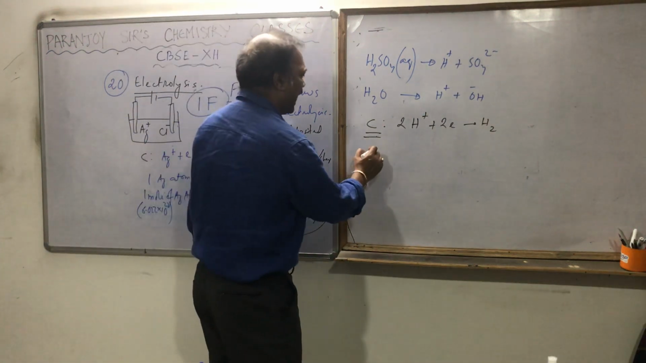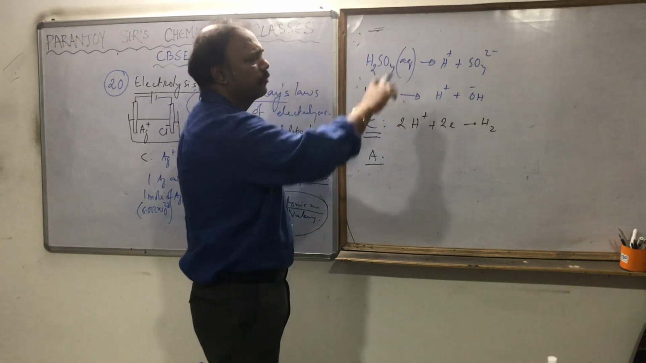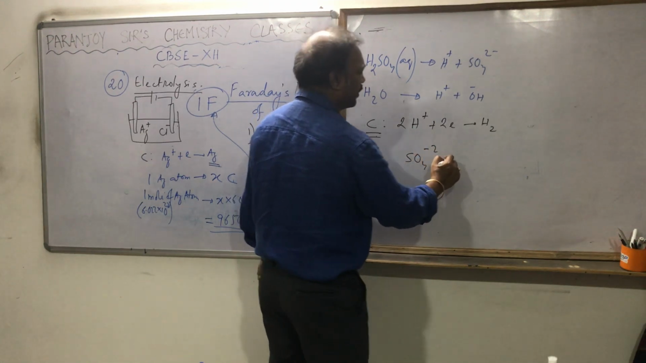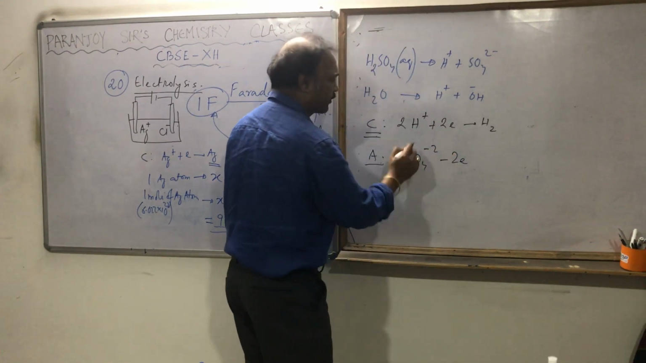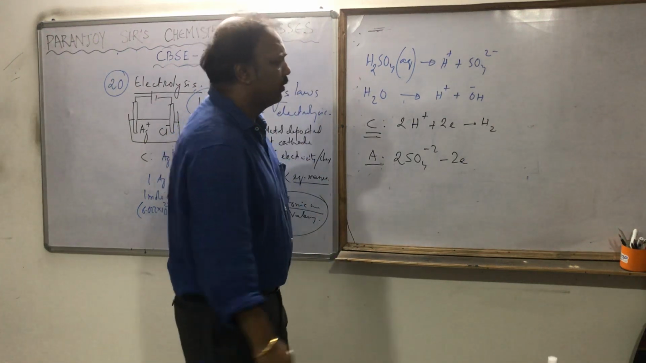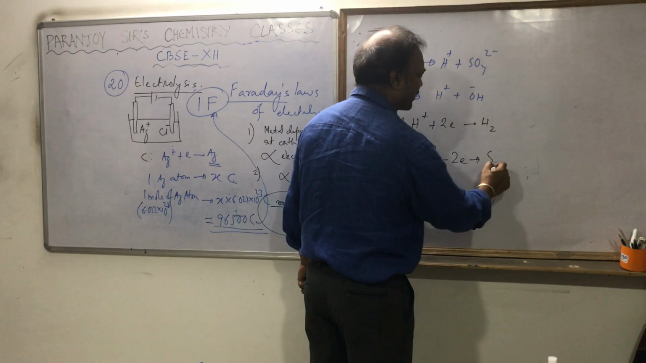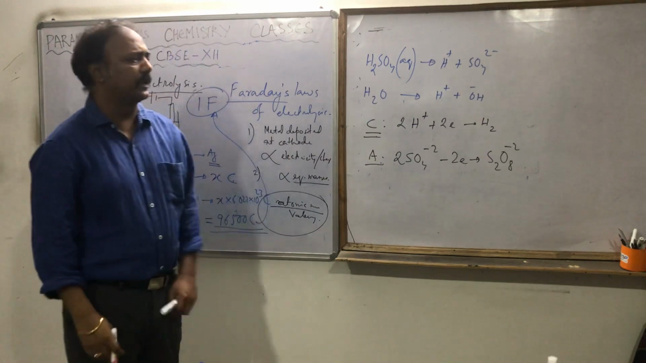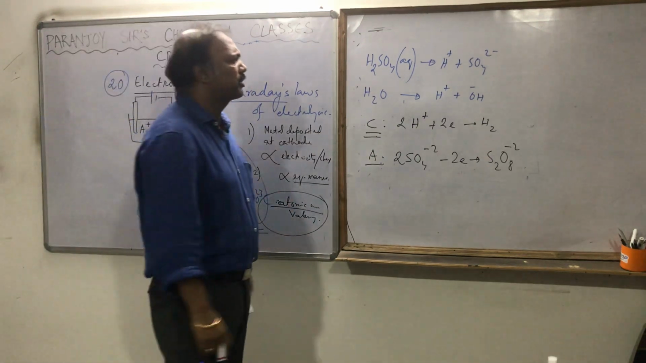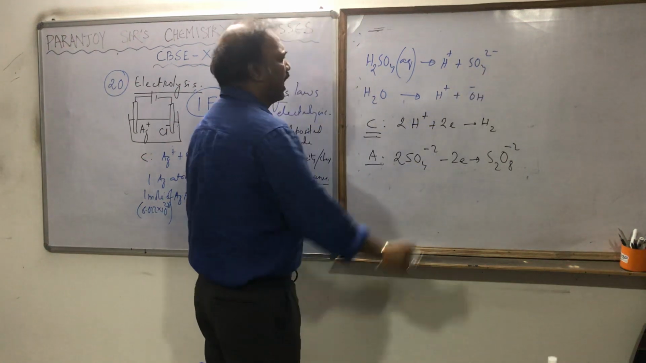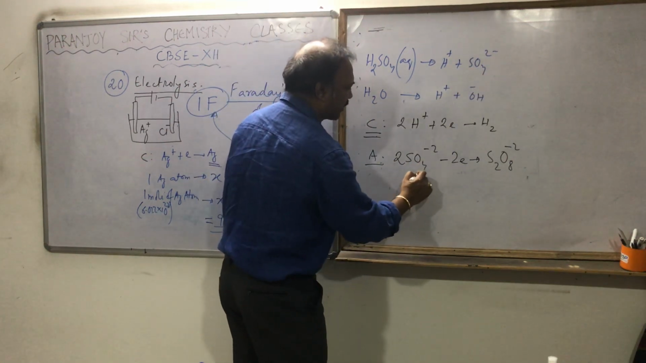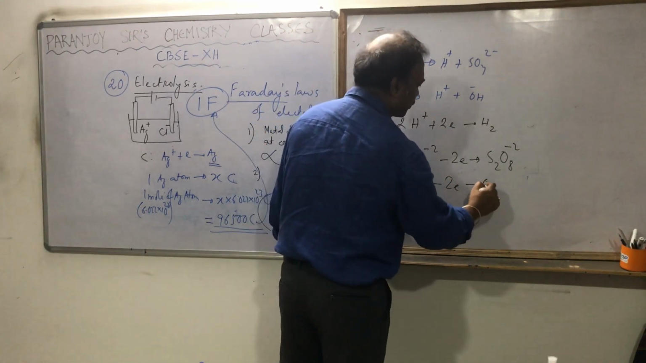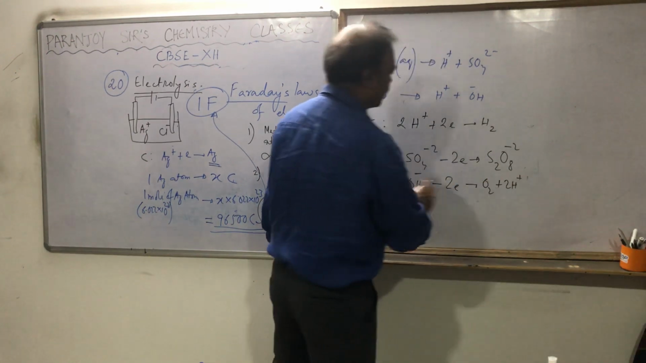But what are the possibilities at the anode? There are two possibilities over here. Sulfate 2 negative will lose electrons. Actually, I should write it like this: 2 sulfate 2 negative will lose 2 electrons and produce disulfate, S2O8 2 negative. Sulfate is doubled only. Disulfate ion is one possibility if this undergoes oxidation. And if OH negative undergoes oxidation, you know what will happen: it is going to produce oxygen and H positive. You already know this.